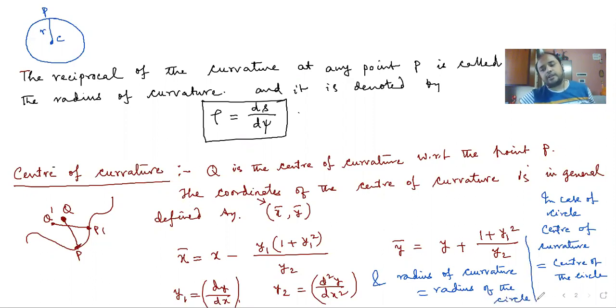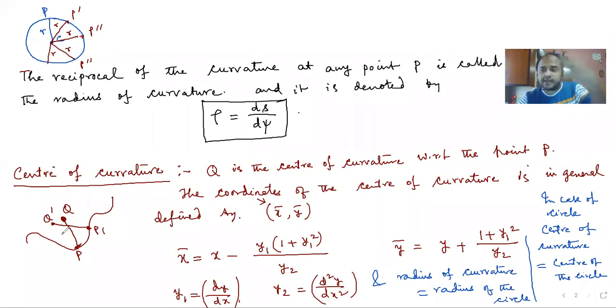Center of curvature and radius of curvature are nothing but the center of the circle and the radius of the circle. If you take any point, say P prime, P double prime, P triple prime, and draw a normal from each, that is also R, because it is a circle. That's why it is happening.